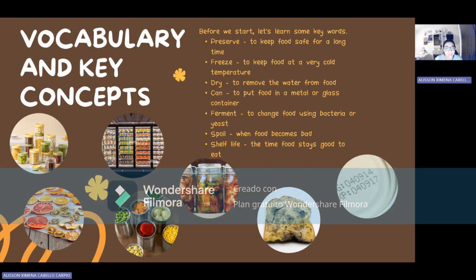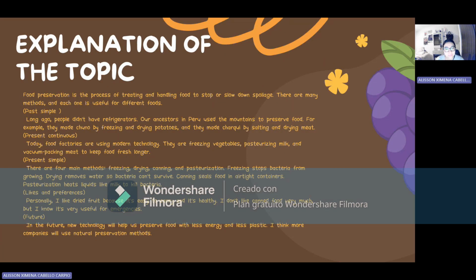For example, the ice cream is in the freezer. If a food is not preserved, it can spoil quickly and lose its shelf life. Can you think of a food that spoils fast? Yes, like fresh milk or fresh fish. That is why we need preservation methods. In the next part is the explanation of the topic.